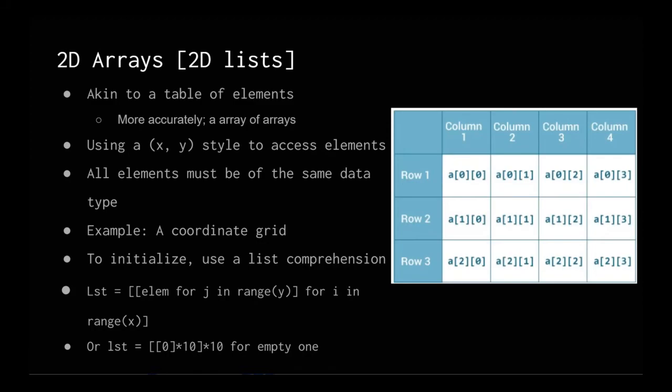All elements also must be the same data type. You can't say A00 equals Matthew and then A12 equals 3. That doesn't work because they're not the same data type. It just doesn't know how to work with it because what if you say sort? It's going to go crazy, right?